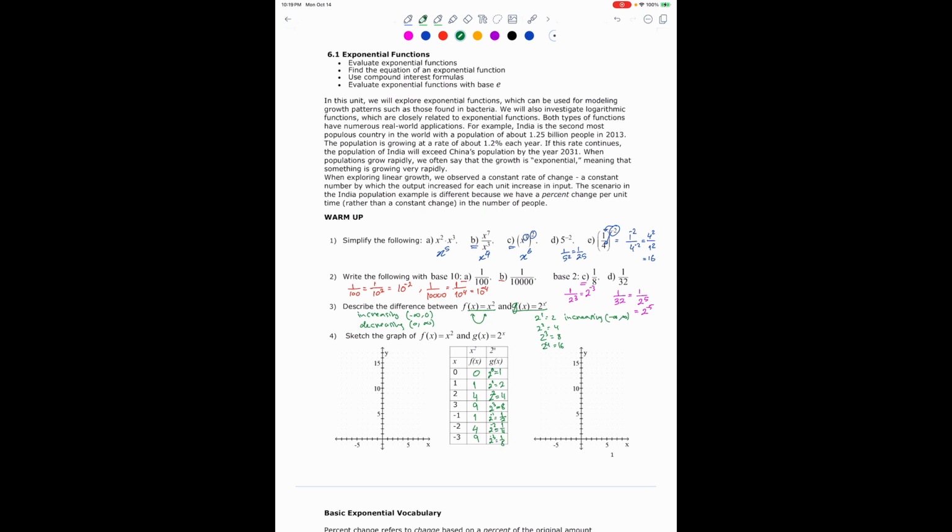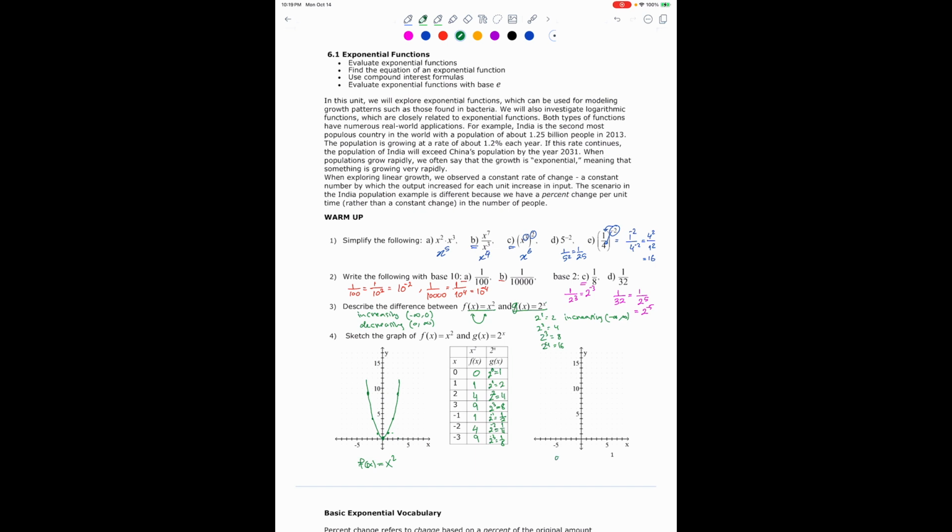So if we graph f of x equals x squared, we're going to get 0 and 0, 1 and 1, 2 and 4, 3 and 9, and then we're going to get the numbers on the other side as well. So the graph is going to look something like this, and it's the famous parabola that we know.